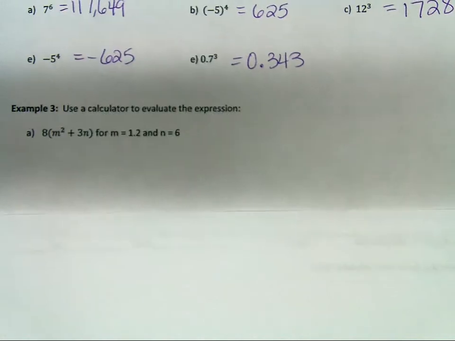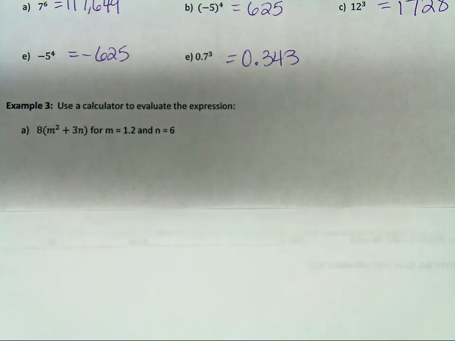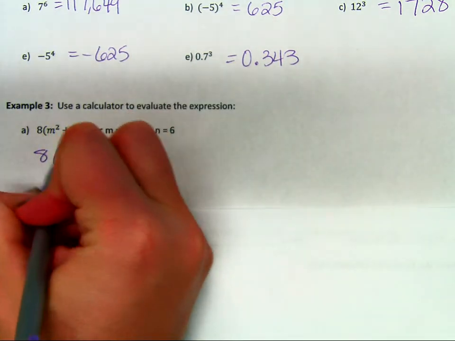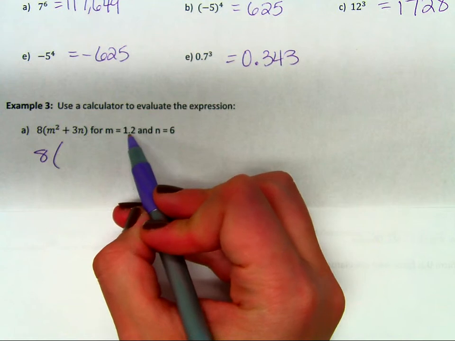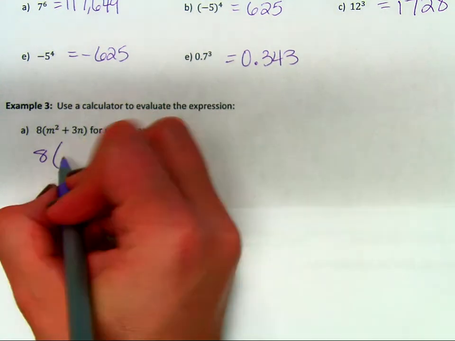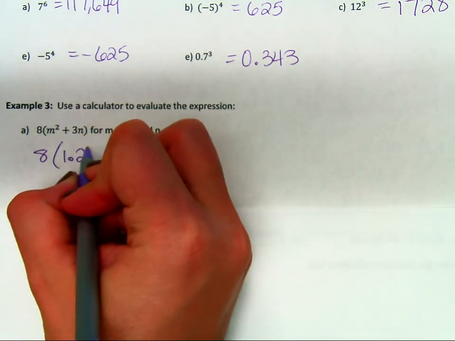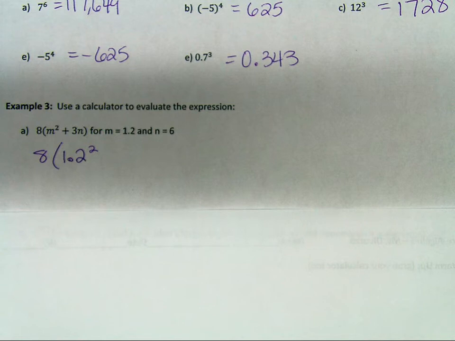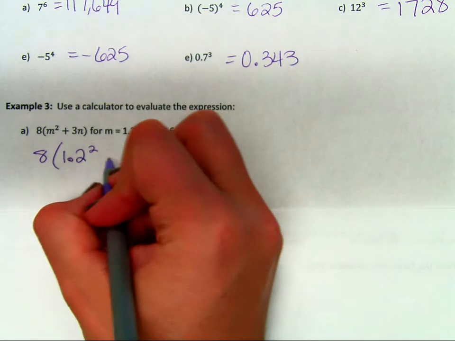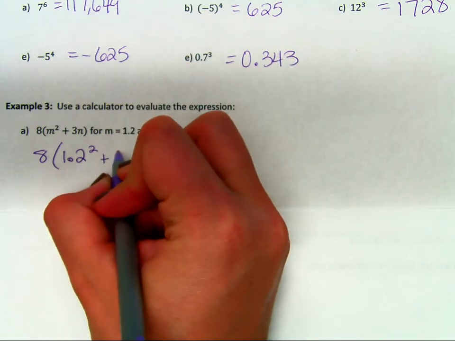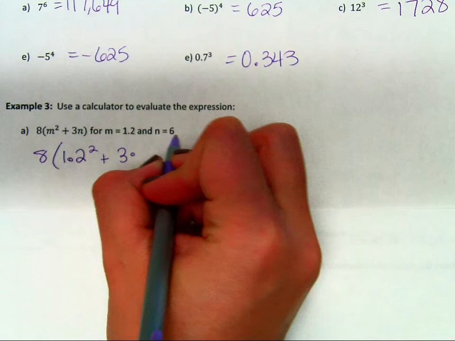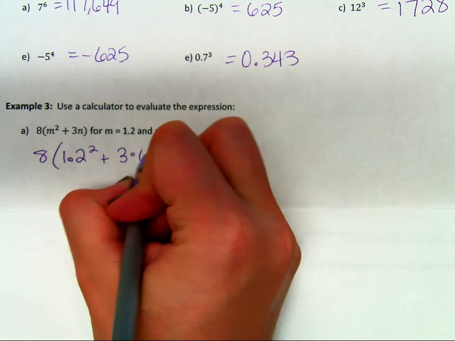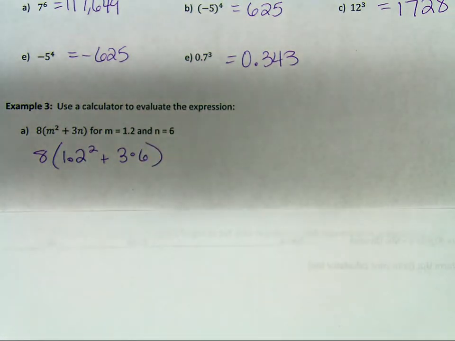So part A, I've got 8 times the quantity m squared. So m, they tell me, is 1.2. So I'm going to substitute 1.2 for m. I get 1.2 squared. Plus 3n. That means 3 times n, which in my case is 6. Okay, so I substituted, and now I can use my calculator.